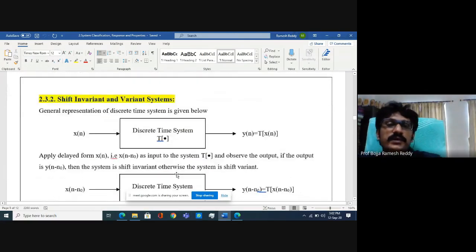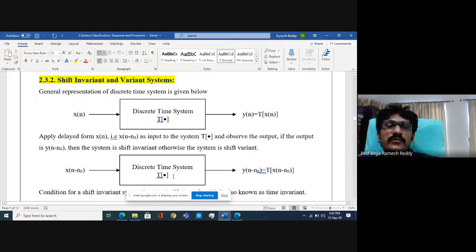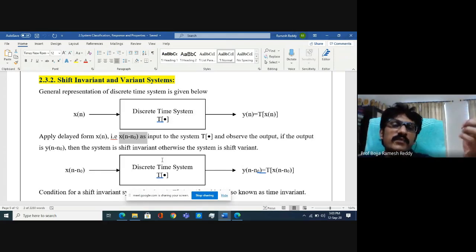Then another property is shift invariant and shift variant systems. In general, this is the representation of a system. Now apply x of n minus n naught as input to the system, meaning take the delayed form or advanced form of x of n, and apply the delayed form as input to the system.